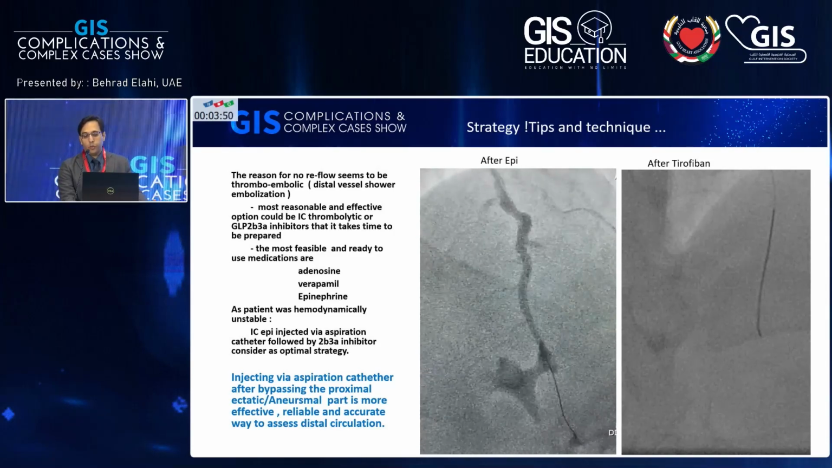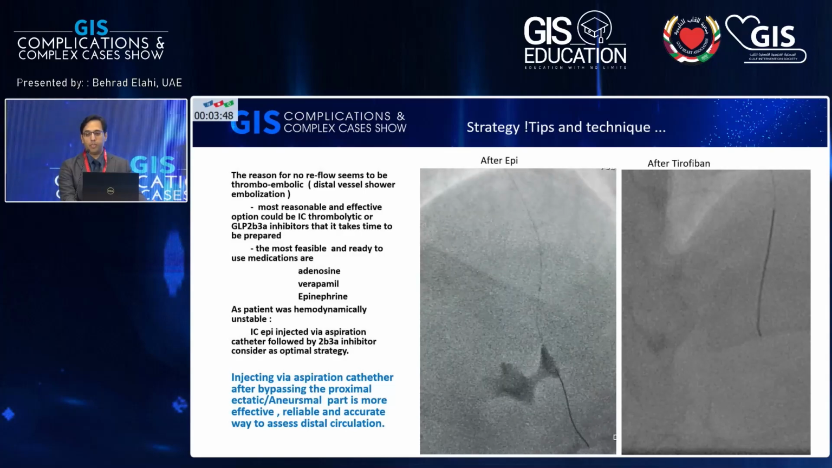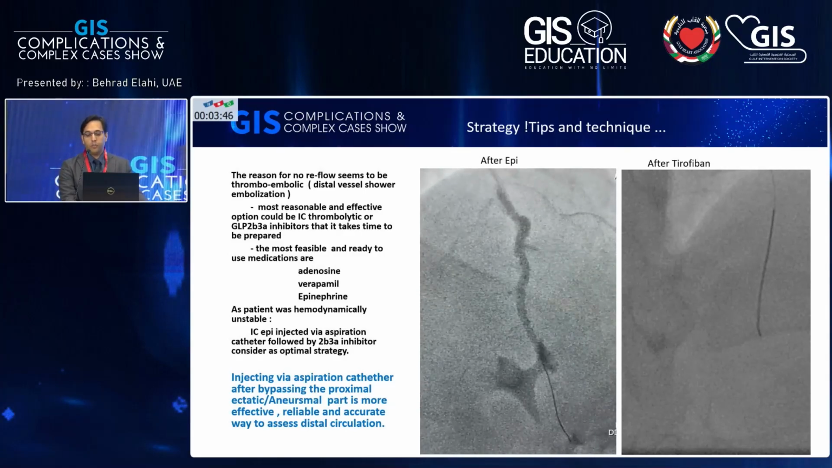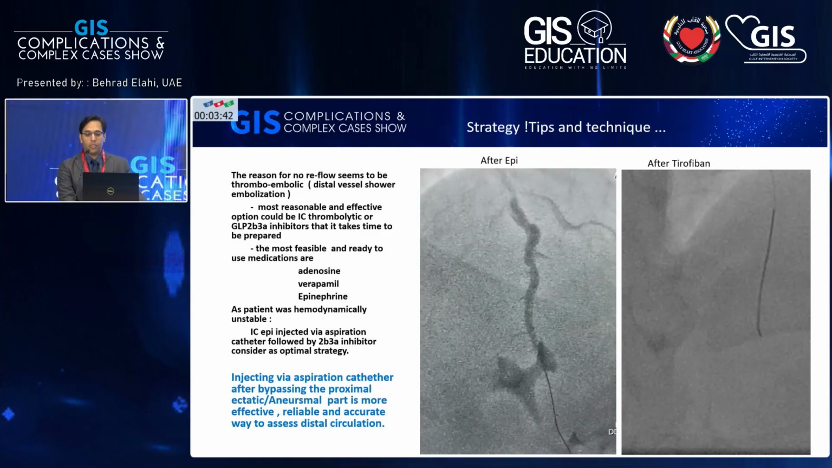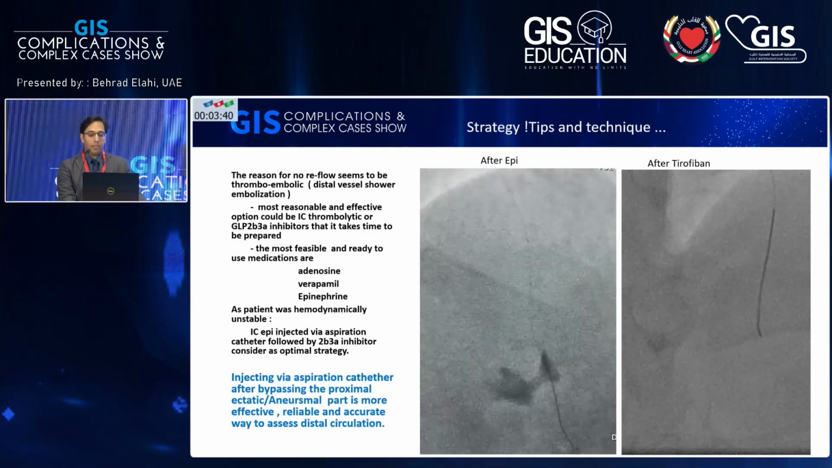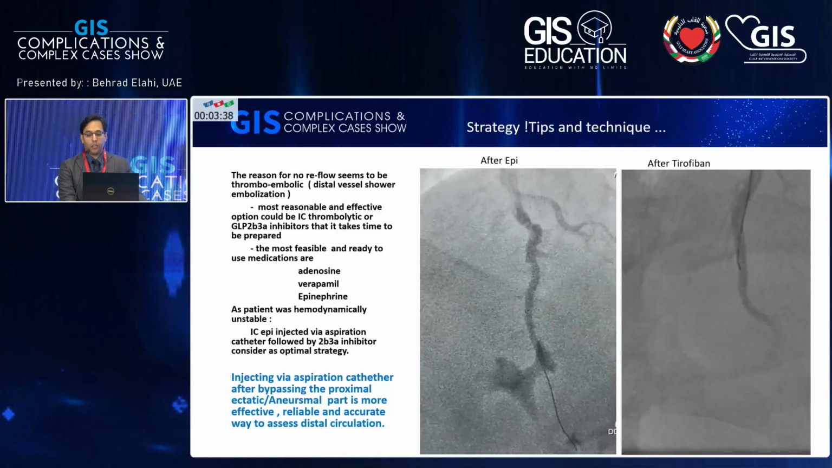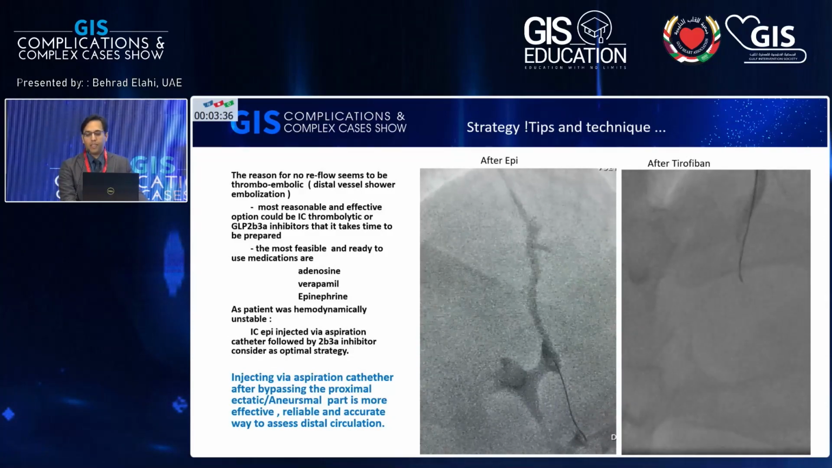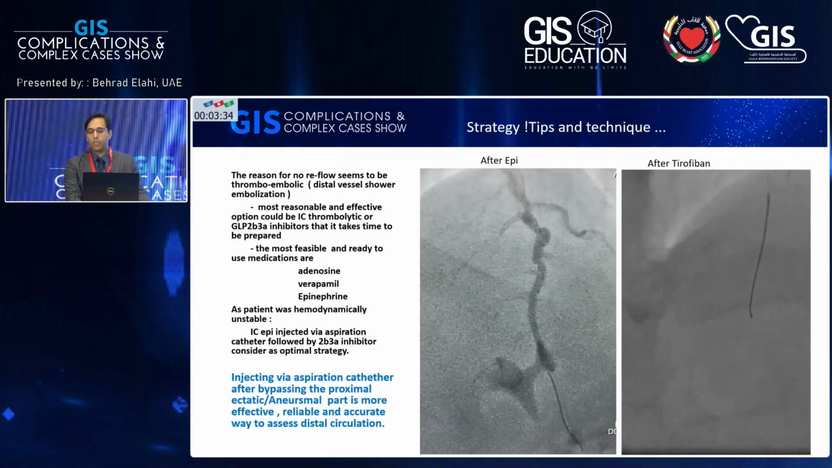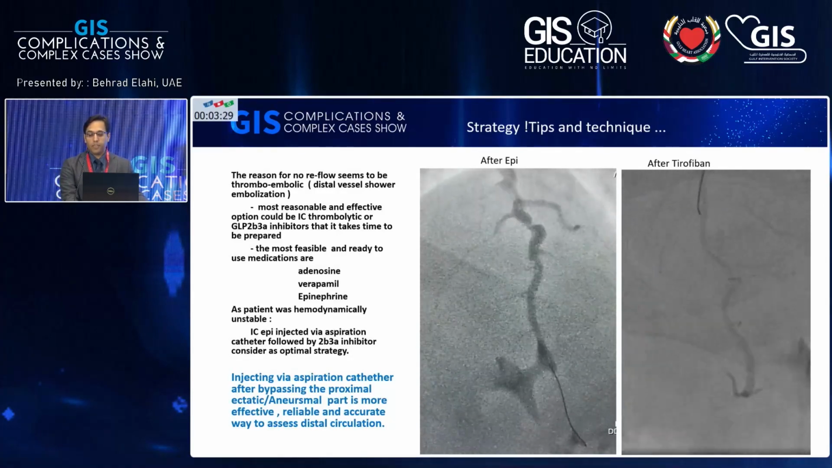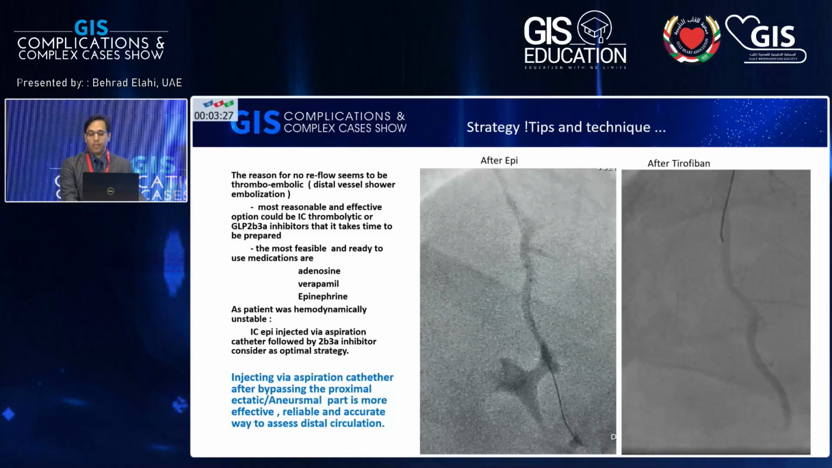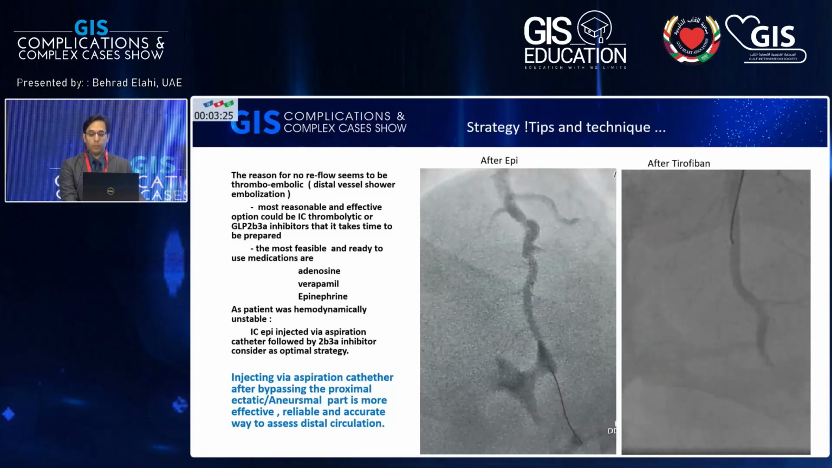And the drug of choice was, of course, tirofiban, because the major mechanism of the no-reflow in this case was the extensive thromboembolization to the distal circulation. After epinephrine was given, the patient became tachycardic. By the data we have, intracoronary epinephrine injection usually doesn't cause any ventricular arrhythmia. And this is the result after giving aggrastat, and you can see the TIMI flow improved.